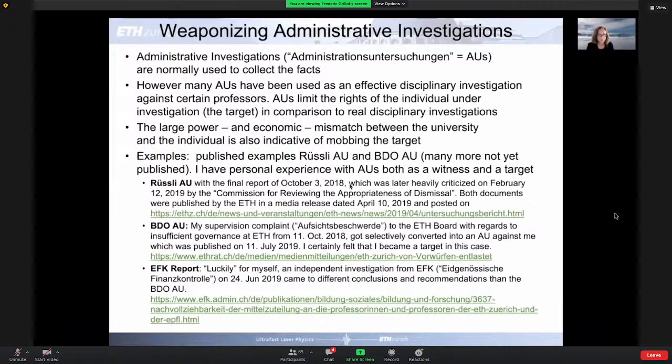Examples are shown here. These are published examples. I have personally experienced such investigations both as a witness and a target, and I'm happy to answer questions on all of them. In my case, when I was a target, the so-called BDO administrative investigation was happening at the same time as an official investigation from the Eidgenössische Finanzkontrolle, the Swiss Federal Finance Control. That report was in partial disagreement with the BDO, and that really saved me in hindsight.